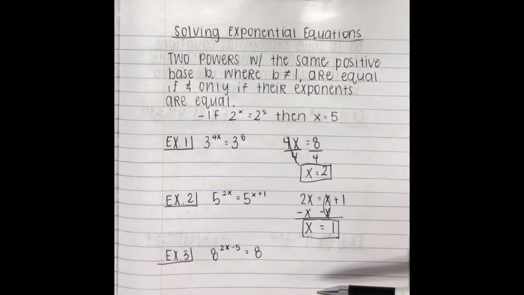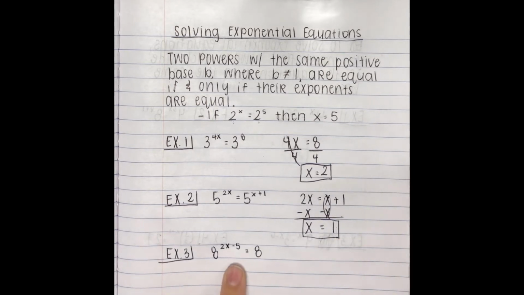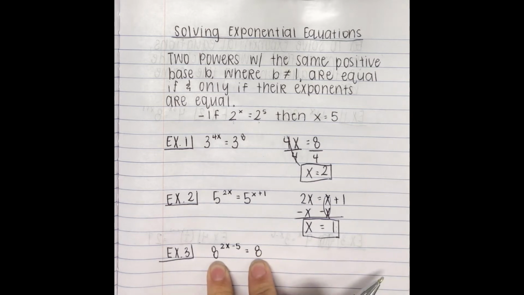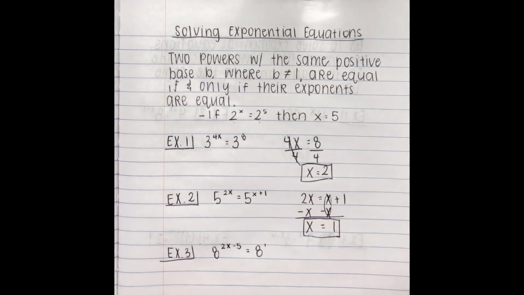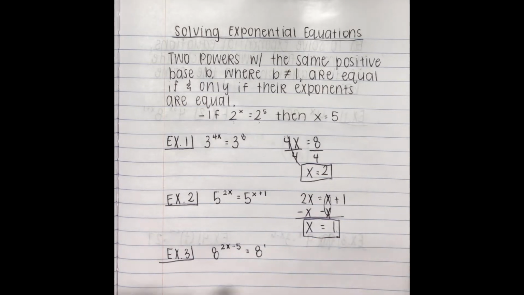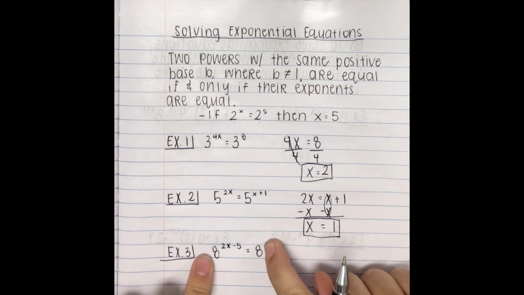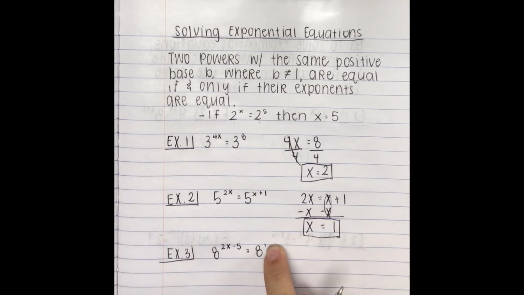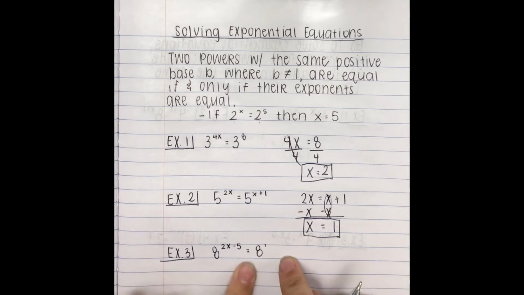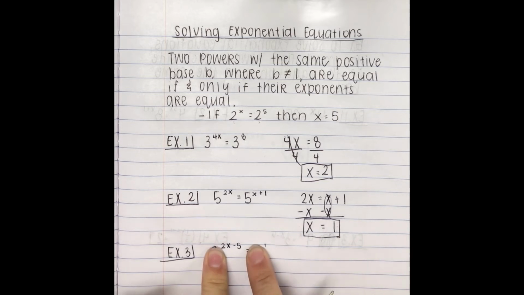Okay. This third one, we have the same base, but on this second one, I don't actually have an exponent, right? Wrong. If you don't see one, there's always the power of 1 there. Okay, so even though we didn't have anything there, there's always an exponent of 1, okay? Which means I would have 2x minus 5 equals 1.